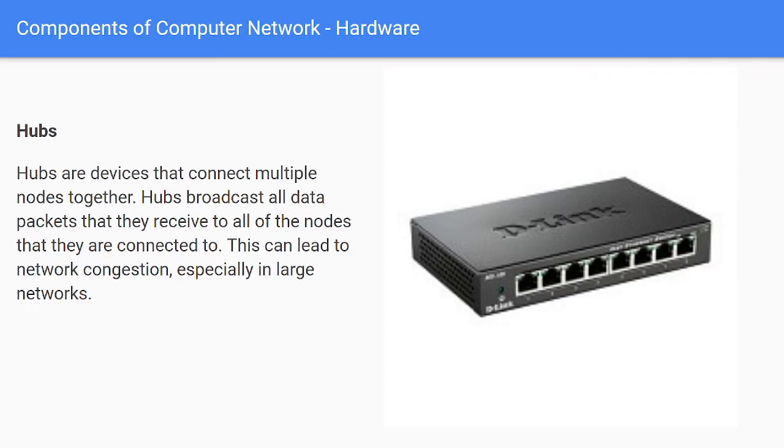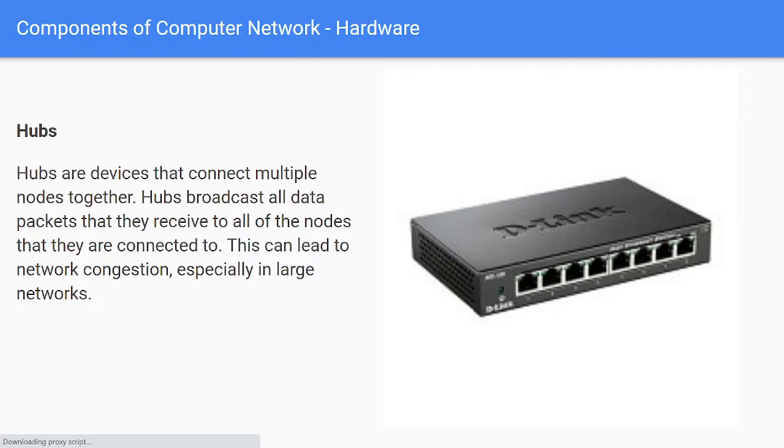You have A, B, C, D, E. And device A now wants to send important information from A to E. So when A sends, first of all, A will send the information to the hub, right? Then the hub will broadcast the information to B, C, D, E.